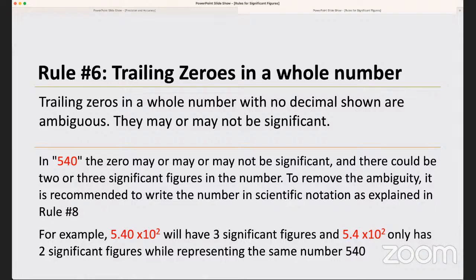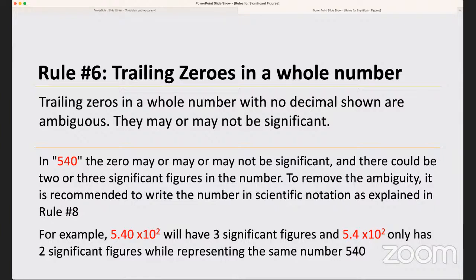But the important point to note here is to remove this ambiguity, we have what is called scientific notation, which is explained in rule number 8. So when you have a situation where the zero could be misinterpreted as significant or not, to remove the confusion, you can write the number in scientific notation. So if we write 540 as 5.40 times 10 to the 2, we are communicating the fact that this number has 3 significant figures.